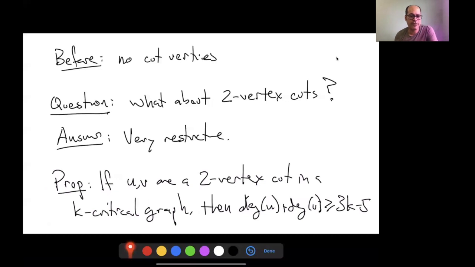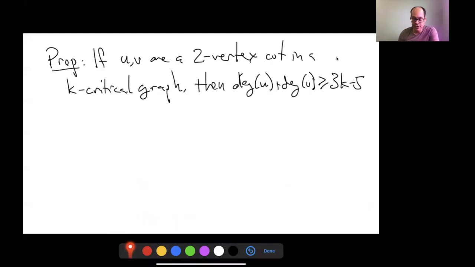All right, so what we're going to show is the following proposition, which kind of just rolls off the tip of your tongue, right? Here's what it says. If you have a two vertex cut in a k critical graph, u and v being the vertices that when you remove them, it becomes disconnected, then the sum of the degrees of those two vertices has to be at least 3k minus 5. Okay, so that's the proposition.